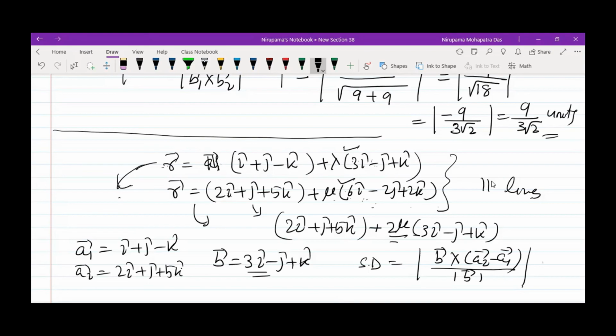Okay, so let's wind up the class today, and I hope you enjoyed the class. You could visualize skew lines, and how skew lines are neither parallel nor intersecting, and they are not coplanar also.